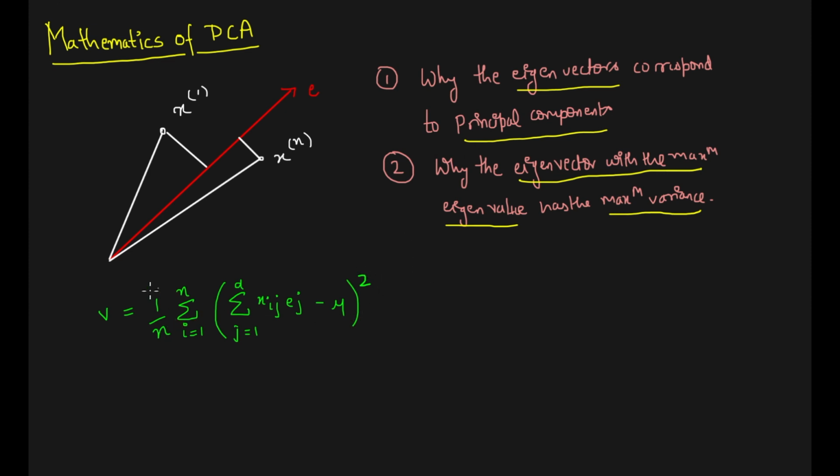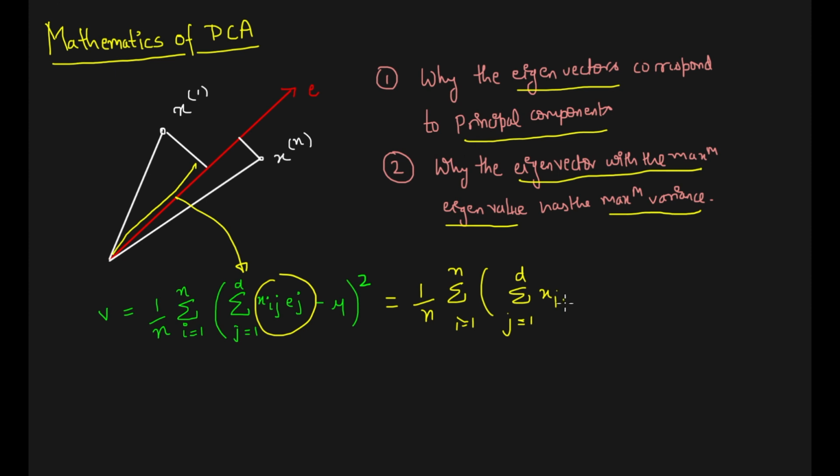So we find the variance as the sum over all instances of the dot product of each instance along E. That is the projection of the data point on E. This term right here is the projection of data on E, so this length over here represents this dot product. As we have already centered the data, the same quantity can be represented as this. So we sum over all instances and sum over all dimensions with j as the index, and we have x_ij and e_j right here, and we square that.